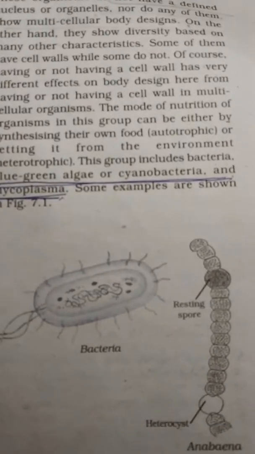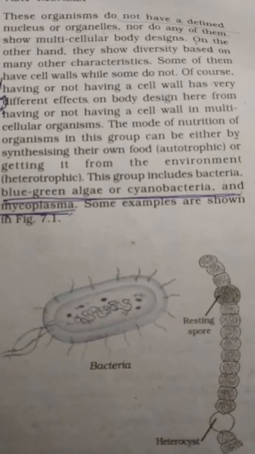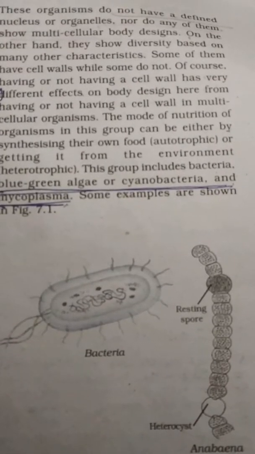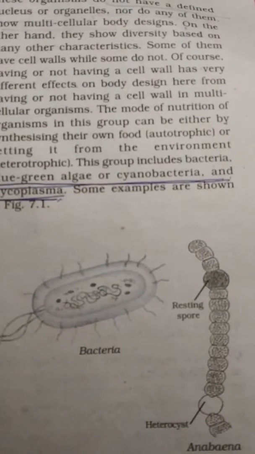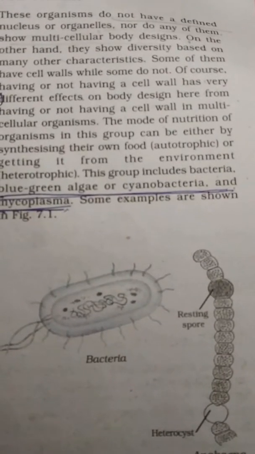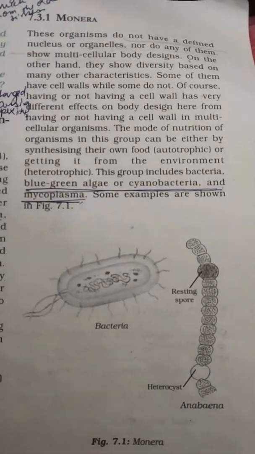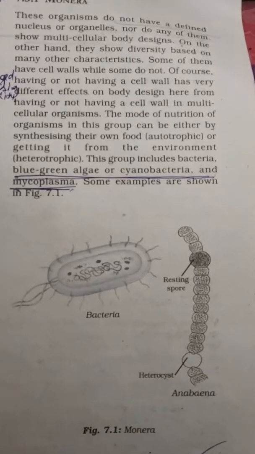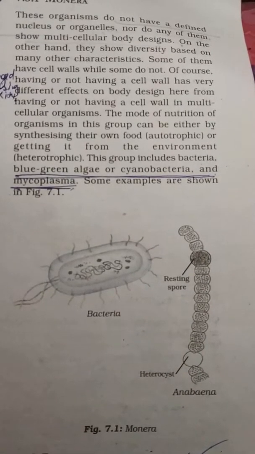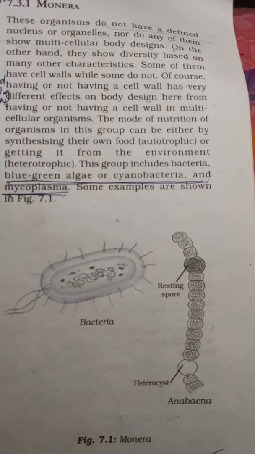So, cell wall: some of the Monera have a cell wall, whereas others might not have a cell wall. Some may be autotrophic, that is, their mode of nutrition is self-dependent, whereas the mode of nutrition for other Monera can be heterotrophic. So, basically, they show variety or diversity in these things. And this group includes bacteria, blue-green algae or cyanobacteria, and mycoplasma.